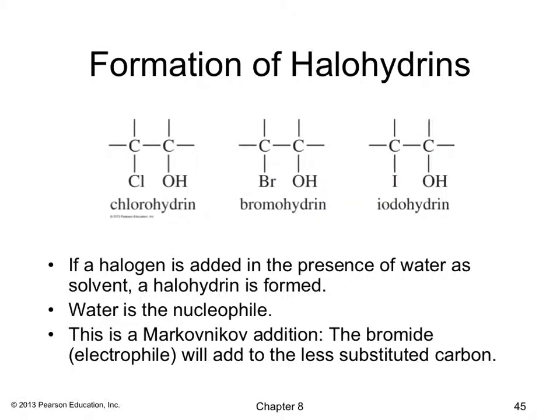So halohydrins can be formed as well. Anything with a halogen and an OH group is a halohydrin. Here are examples of chloro, bromo, and iodohydrins. So if a halogen is added in the presence of water as a solvent, a halohydrin is formed.